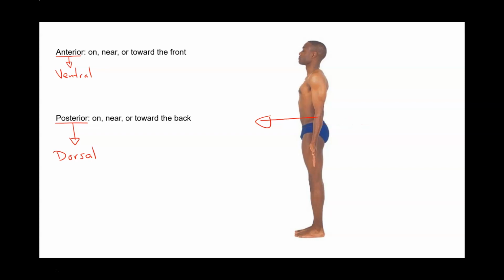Let's just look at one or two examples using just common names for some familiar body parts. We're not going to get too technical at this point. You could say that the chest is anterior to the back. Or you could say the buttock is posterior to the genitalia. So anterior and posterior.